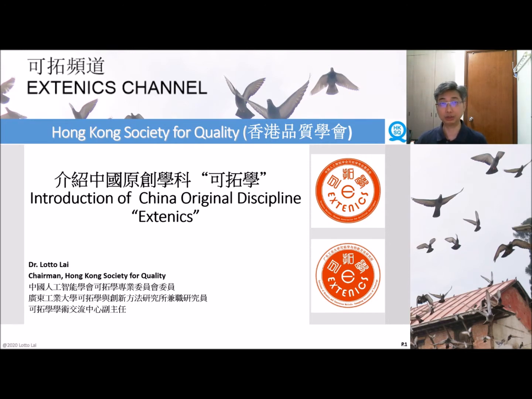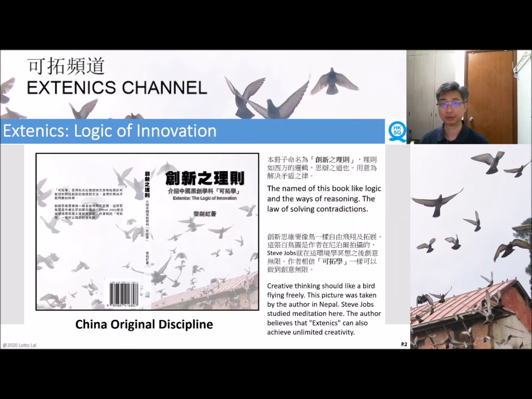I continue to introduce Extenics, using my new book, Lambda Extenics: Logic of Innovation. It introduces, step by step, the Chinese original innovation methodology.